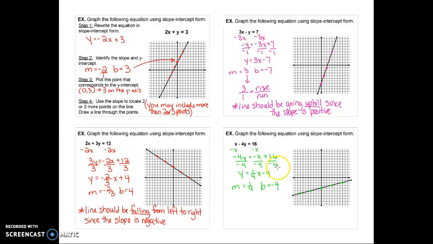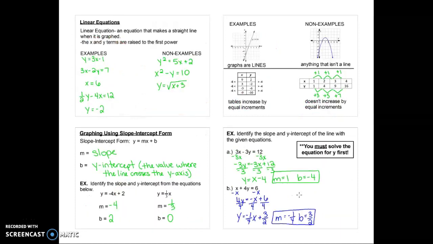Same thing for the last example. x minus 4y equals 16. Solve it for y. So you have y equals 1/4 x minus 4. Your y-intercept is at negative 4. Your slope is positive 1/4. So up 1, right 4. Up 1, right 4. Again, you can do the opposite and go down 1, left 4. So you have to do the complete opposite if you do that. So this is your concept number 3, which was linear equations and graphing using slope-intercept form.